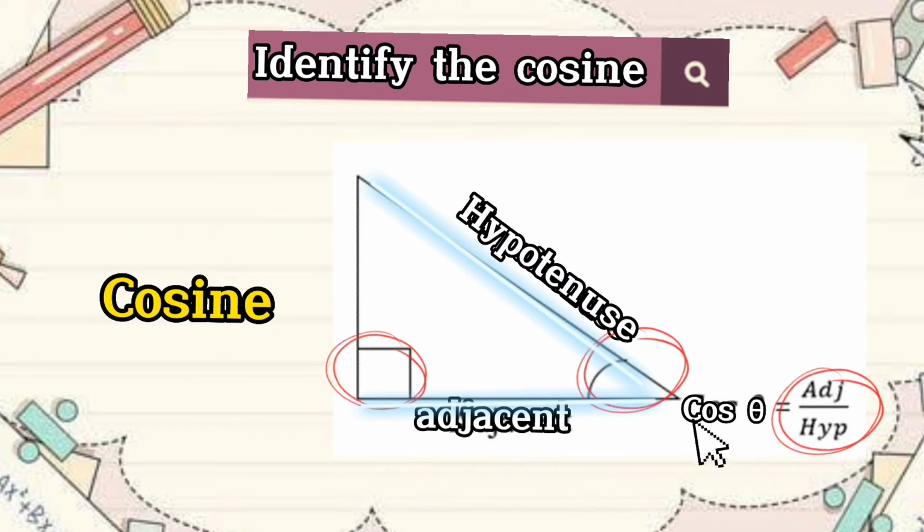Again, ito ang angle natin. Therefore, ito yung theta natin. And this side is the adjacent of our theta kasi ito yung gitna ng right triangle and ng ating theta. While this is the hypotenuse because this is the longest side of our triangle.